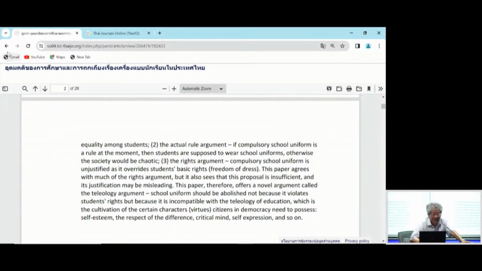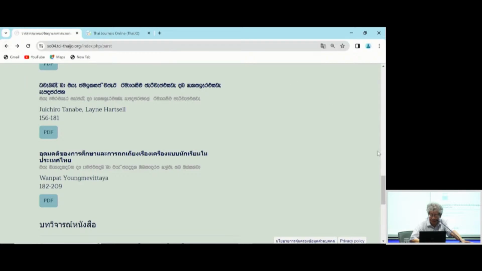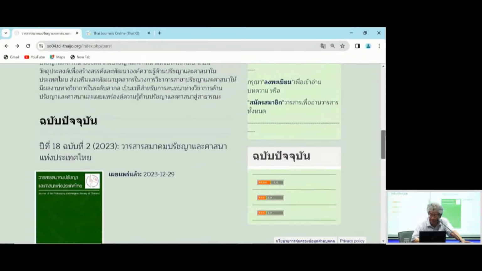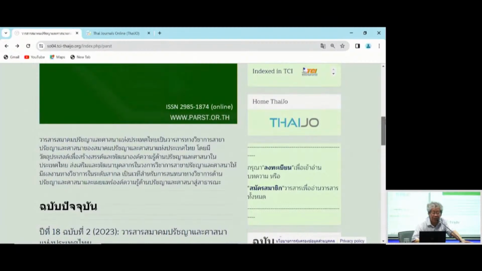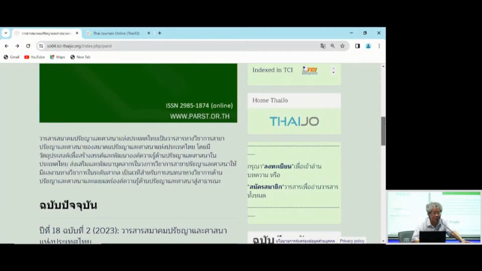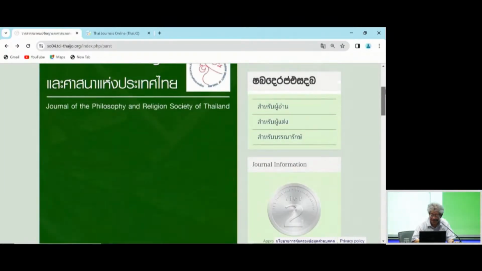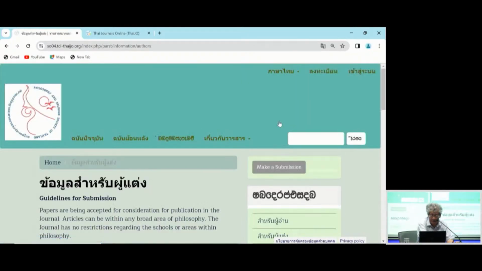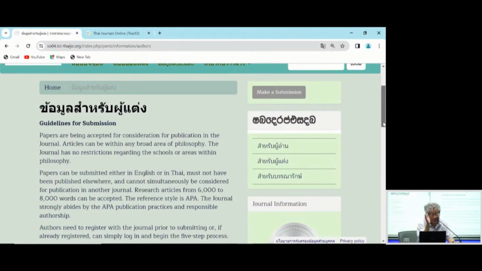Thank you. And then the most important thing is how to submit to the journal. We are always looking for good papers. So if you have good papers, please consider submitting to us. In order to submit, I think the first thing to do is to create an account with either Thai Journals Online or the journal. I think they're the same thing.